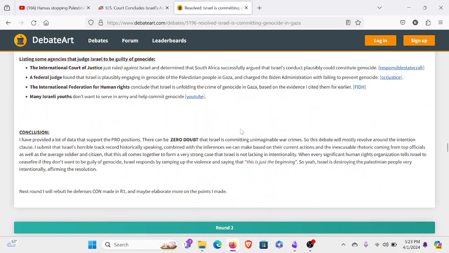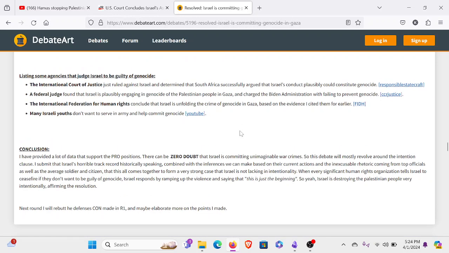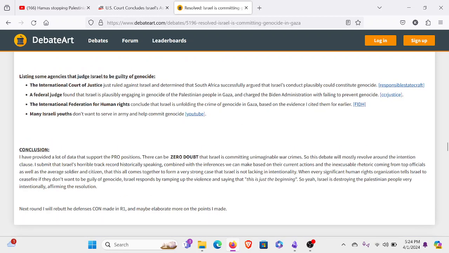So we got a federal judge. Many Israeli youths don't want to serve in the army and help commit genocide. Of course. They're just like American youths. They've been brainwashed by TikTok and leftism. And leftism inherently is a suicidal ideology. You saw the guy that burned himself to death at a protest of war, somebody that just had provably wrong positions on things. And he died over, like, at least do your damn research before you die for a cause.